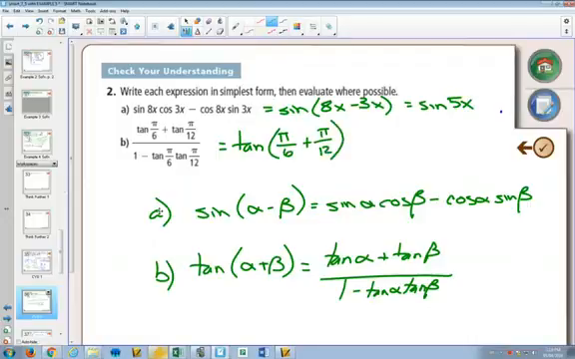How do you add fractions? Common denominator. So if you added those fractions together, you would get tan of 3 pi over 12. Is that on your pie plate? Yes, I like that hesitated yes. Why? Because you can simplify that to pi over 4. And what is tan of pi over 4? It's equal to 1.